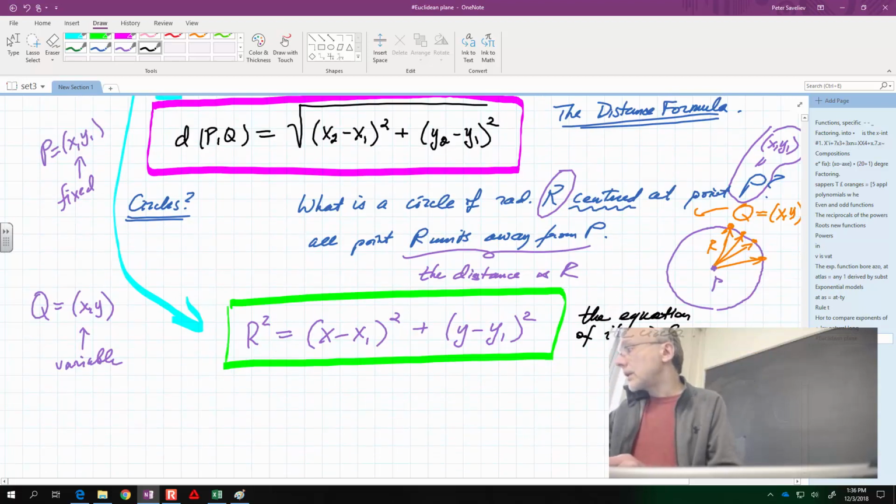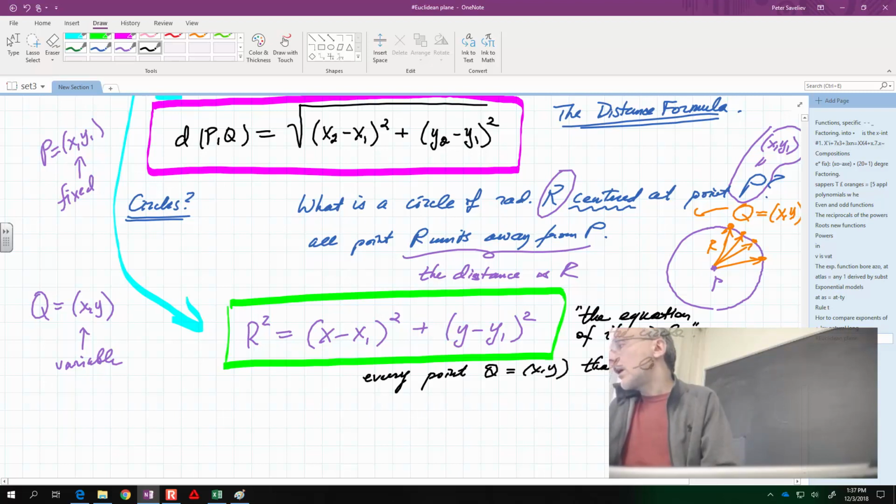What does it mean? It's not a graph, because all graphs are graphs of functions. So it is a graph, but not of a function. It's a graph of a relation. I'll get to that in a moment, but let's once again look at the geometry and make clear what we're trying to say here. So the equation of a circle, what does it mean? It means that every point Q with coordinates x, y that lies on the circle also satisfies the equation.